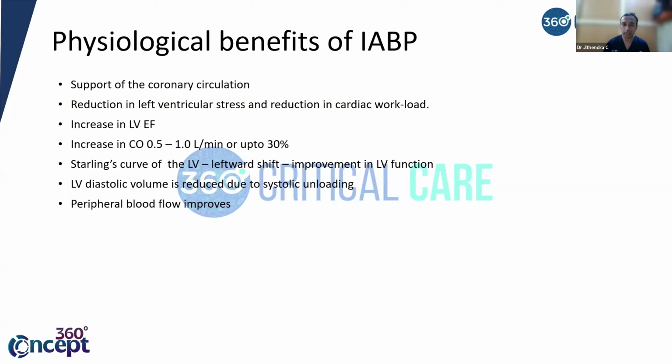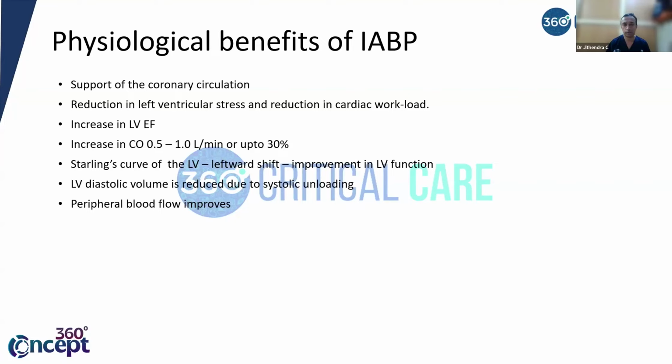So cardiac output, how much does it increase? It increases up to 0.5 to 1 liter per minute, or up to 30%. So from the baseline, the cardiac output increases by 30%, or overall 0.5 to 1 liter per minute. This will be asked when you're asked about mechanical circulatory support devices. For each device you should know what increment in cardiac output will happen when you use that particular device.